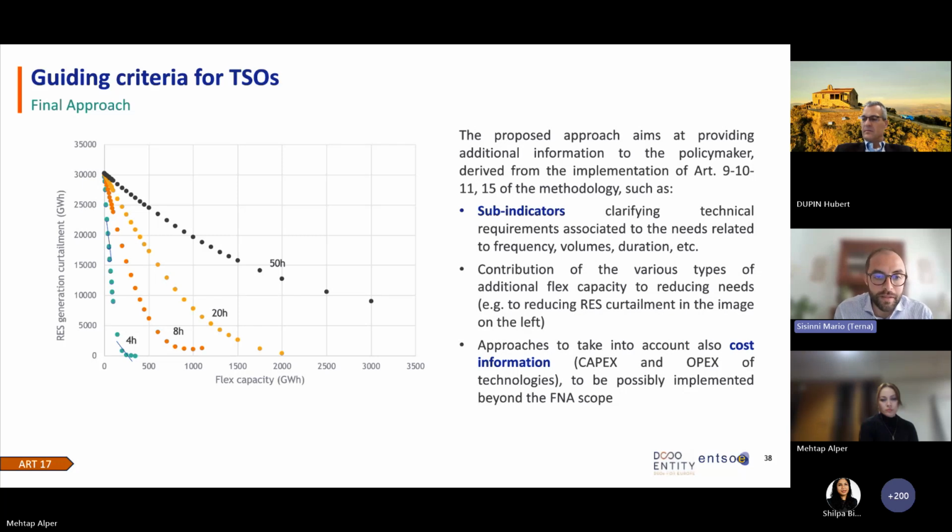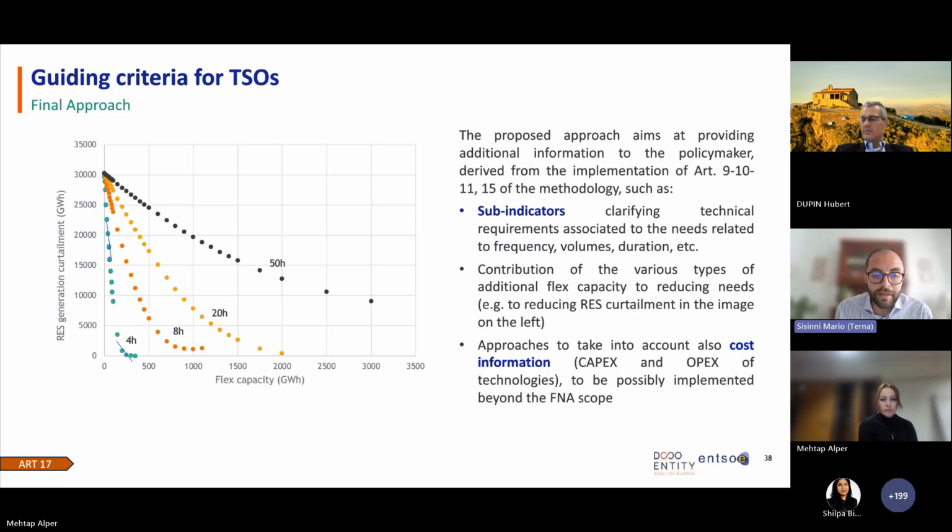So you see here in the chart on the left that for technologies capable of basically providing RES integration contribution with different energy to power ratio, 4 hours, 8 hours, 20 hours, 50 hours, they contribute differently to the mitigation of risk curtailment.